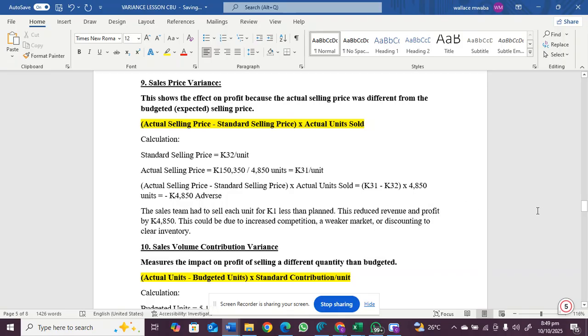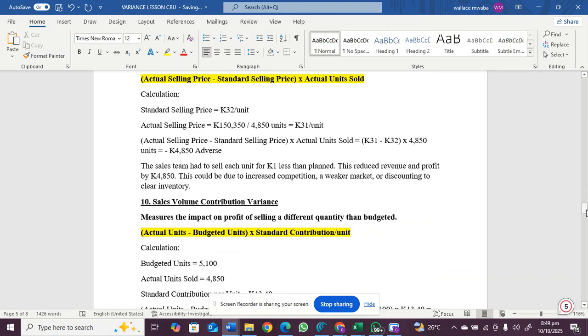Then we've got sales volume contribution variance. Remember, contribution is contribution to cover fixed costs. After you deduct your variable cost from your sales, you remain with your contribution. Your contribution is meant to cover your fixed costs, and you are supposed to remain with some leftover profit. After you cover your fixed costs, there should be some profit left over. So here it is your actual units minus your budgeted units multiplied by your standard contribution per unit.